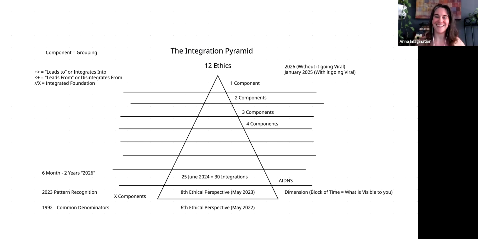Now I know where you guys are. So as I see the next integration level, I'm going to track it, and it's a countdown. It's an absolute countdown. And the closer you get to the one component of the 12 ethics, it goes really, really fast, and then it drops.